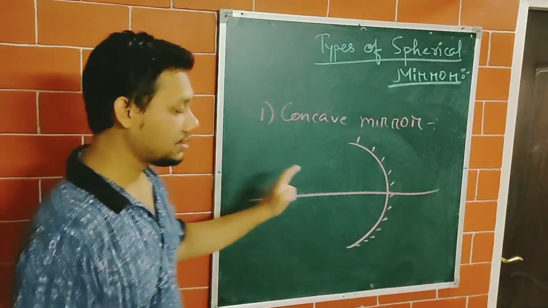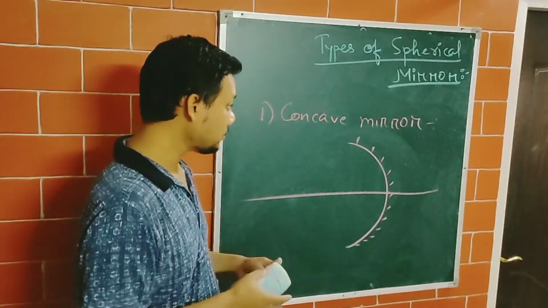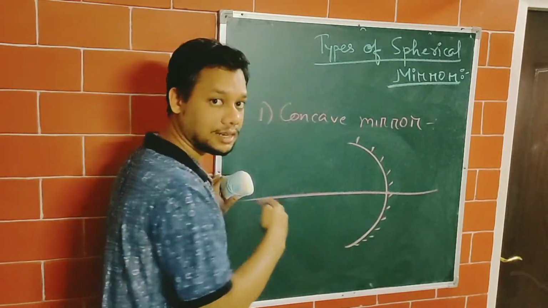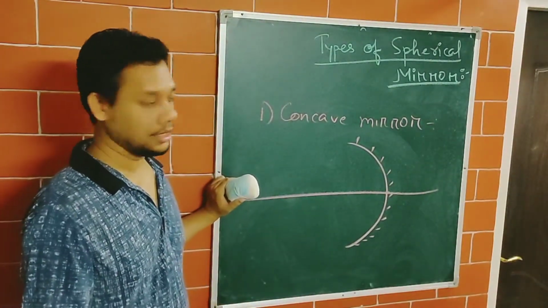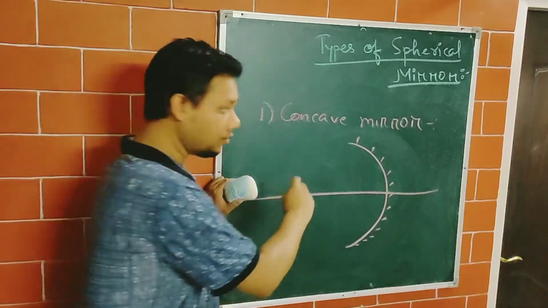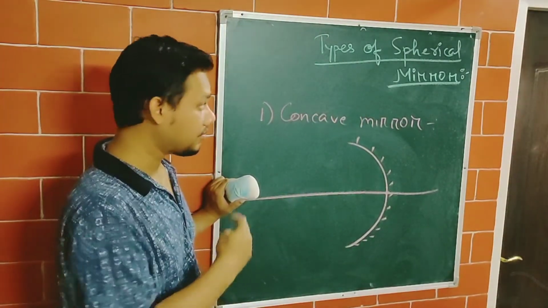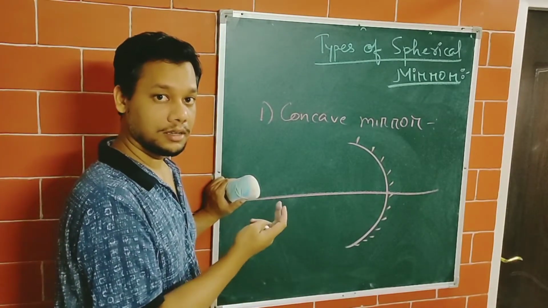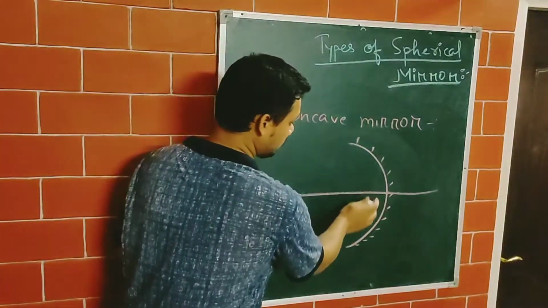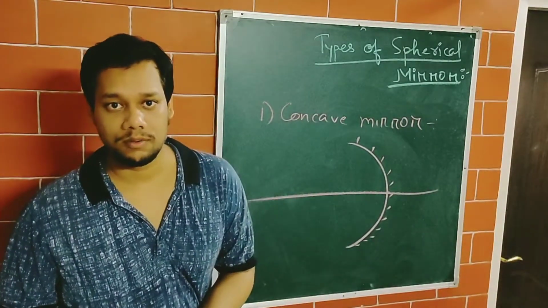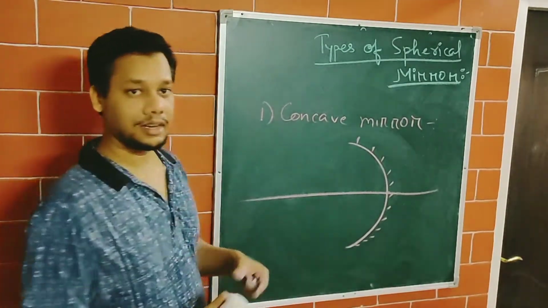So concave mirror is a mirror where the inward curve is the reflecting surface. If the inward curve of the reflecting surface of the spherical mirror is reflecting the light, then such type of mirror is called concave mirror. So this is the definition of it.